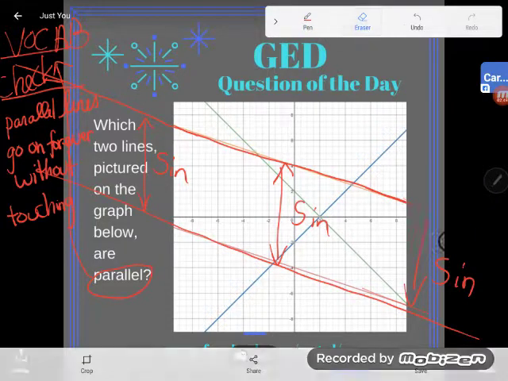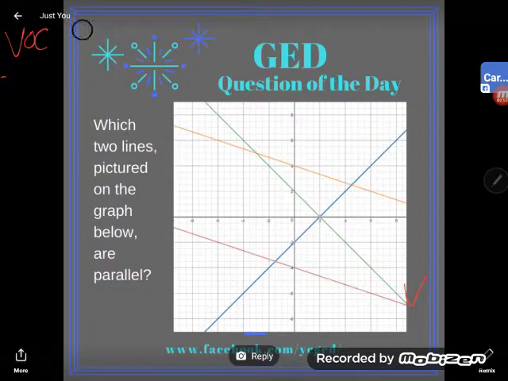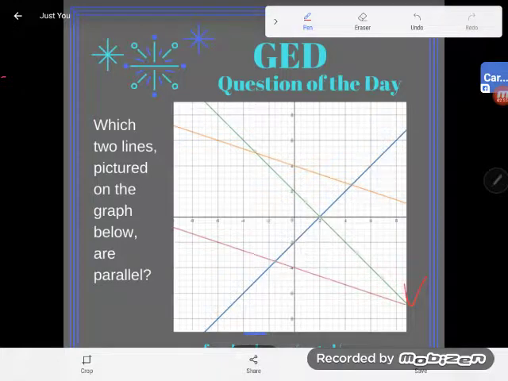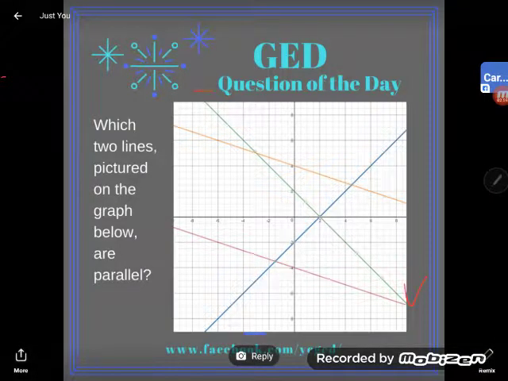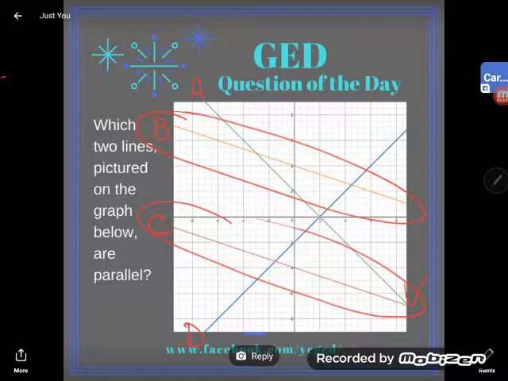So let me erase all this gross messiness. Which two lines are parallel? The yellow and the red line. And I did have people point out to me that this was really hard to see if you're colorblind. So I'll just label these. Let's call this A, B, C, and D. So when I say the yellow and the red lines, I do mean line B and line C.